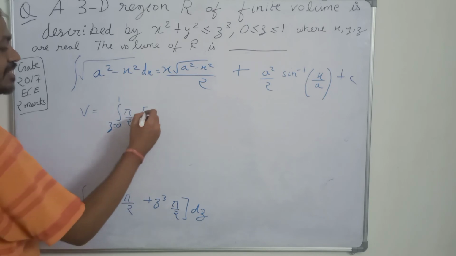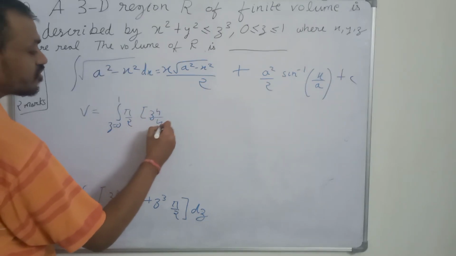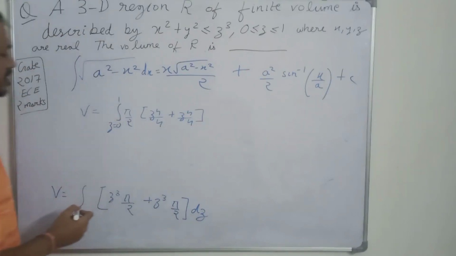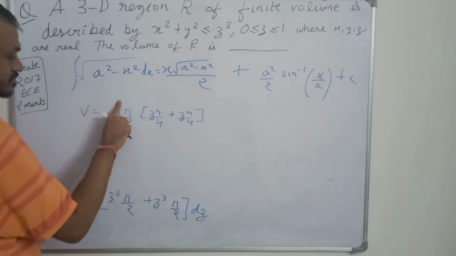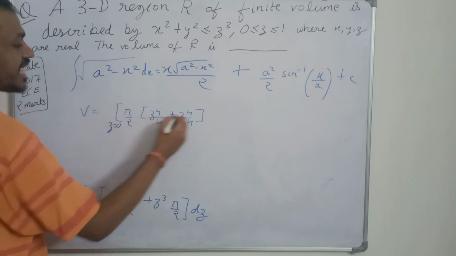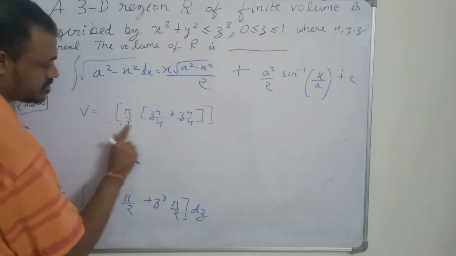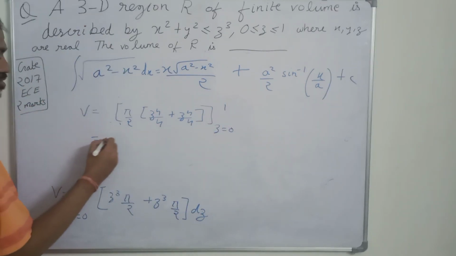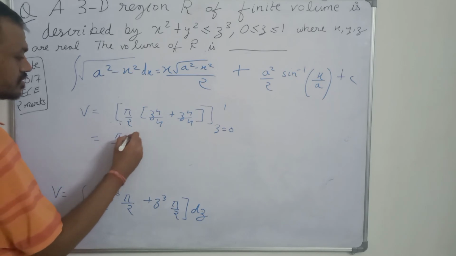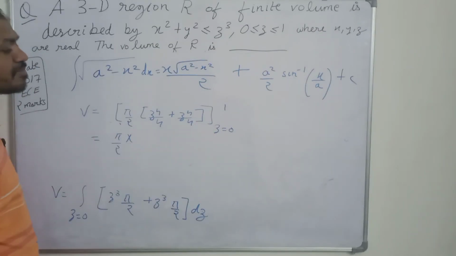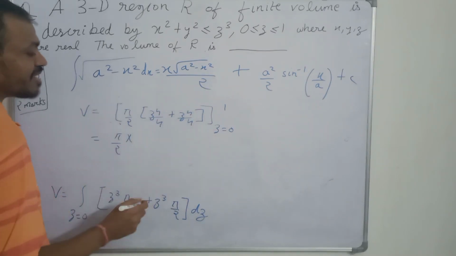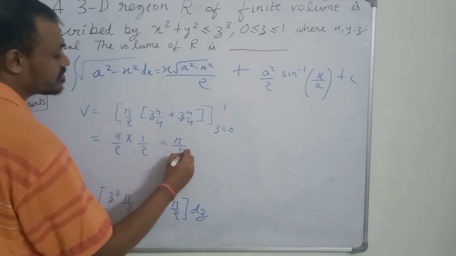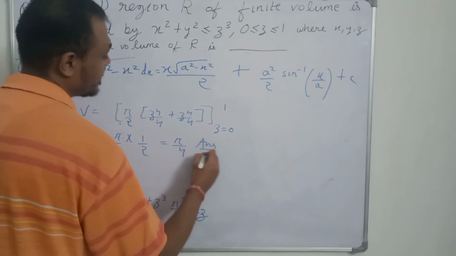So z to power 3 will be z to power 4 by 4. So z to power 4 by 4 plus z to power 4 by 4, z is from 0 to 1. So this will be equal to pi by 2 into, if you put the limit, then 1 by 4 plus 1 by 4, it will be equal to 1 by 2. So volume will be equal to pi by 4. So pi by 4 is the correct answer.